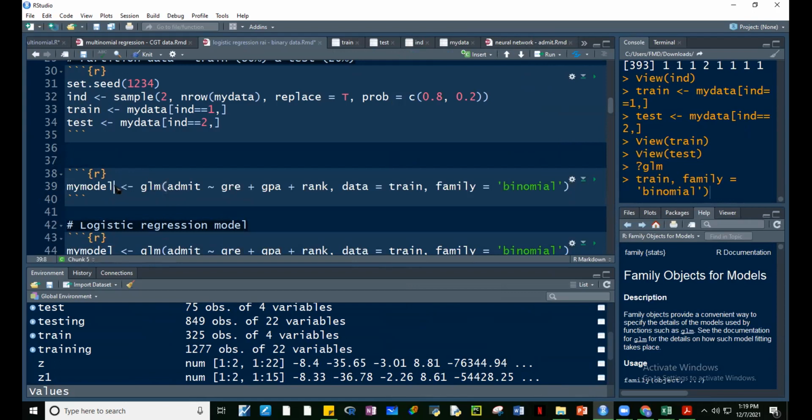Yung alam natin guys, no? Let's just call it my mod. My mod na lang. And then LM siya, di ba? LM. And then tatanggalin natin tong family na to, kasi hindi naman natin, take note, admit is a factor, di ba? Admit is a factor. And then we're going to regress it on the 4 predictor variables, GRE, GPA, at saka si rank. Then the data that we're going to use is not my data, but the trained data. Okay? So tingnan natin guys, ano mangyayari dito.